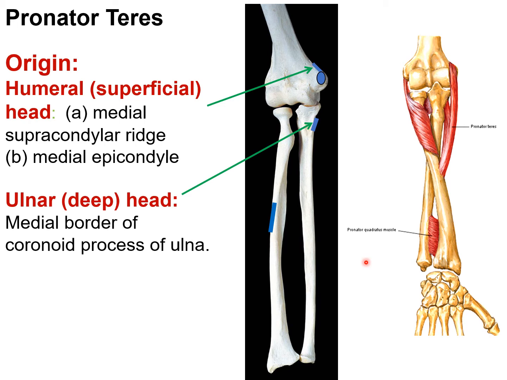Starting with the pronator teres. The pronator teres has two heads of origin, the humeral head and the ulnar head. The humeral head is arising from the medial epicondyle through common flexor origin and lower part of medial supracondylar ridge, and the ulnar head is arising from the medial border of coronoid process of ulna. So the two heads, the humeral head and the ulnar head.